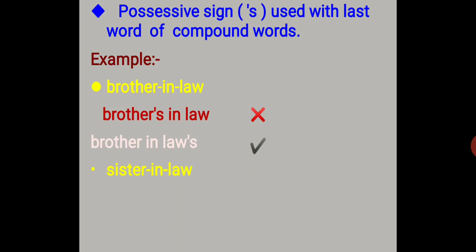The next example, sister-in-law. Here, can we write it like this, sisters-in-law? Is it right or wrong? Wrong. It is a wrong way. So what will be the correct way to write them in a possessive form? Let's see. Sister-in-law's. Is it right or wrong? It is the correct way to show their possession.